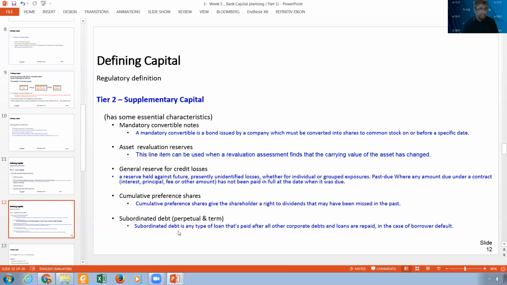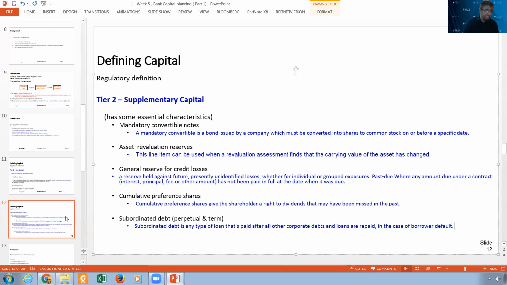And finally, we have subordinated debt. Subordinated debt is any type of loan that is paid after all other corporate debts and loans. So if we participated with any company as capital, our participation or investment in the other companies will be paid to us after all debtors are paid. So actually we are like the people who are receiving the residual value. That actually is still capital, but still under the subordinated debt.